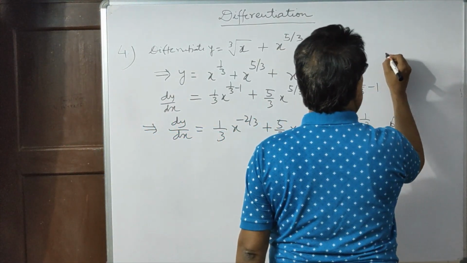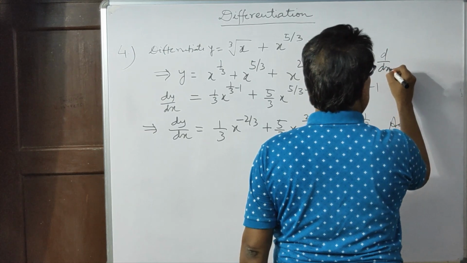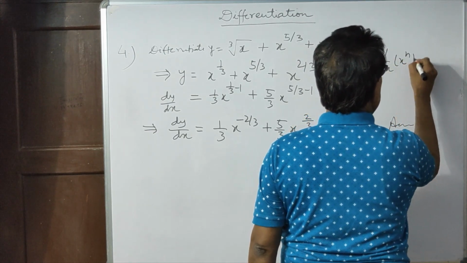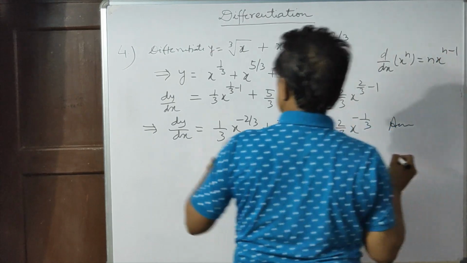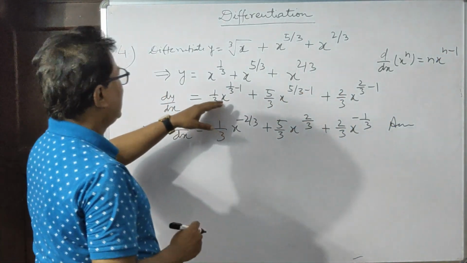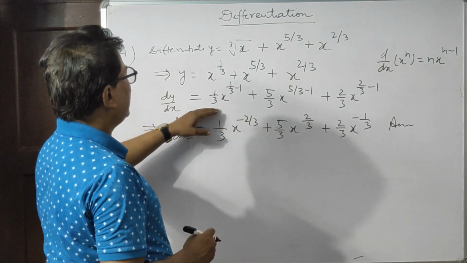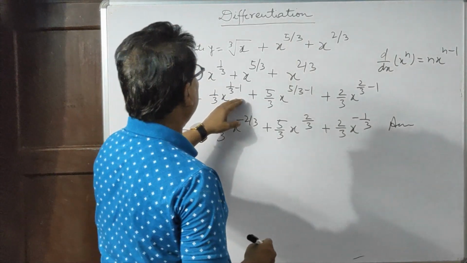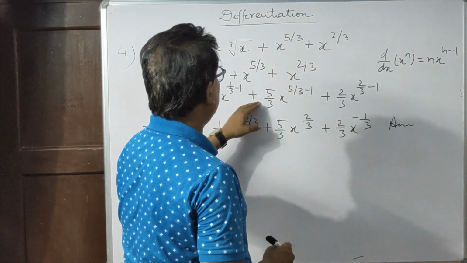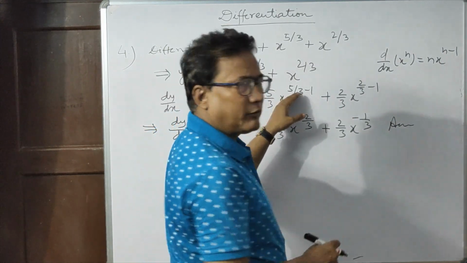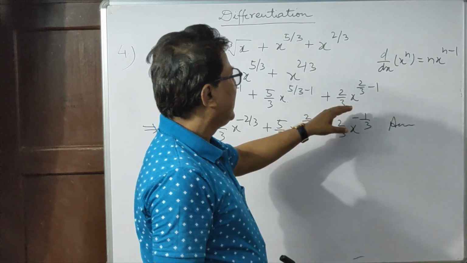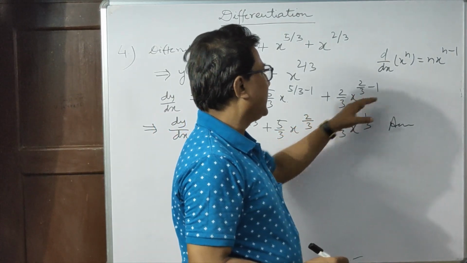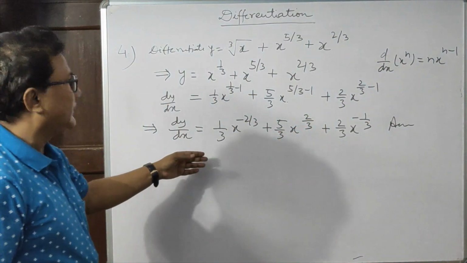We have used the formula d by dx of x to the power n is equal to n x to the power n minus 1. So you have used this formula. So you have got 1 by 3 x to the power 1 by 3 minus 1 plus 5 by 3 x to the power 5 by 3 minus 1 plus 2 by 3 x to the power 2 by 3 minus 1. So finally you will get this.